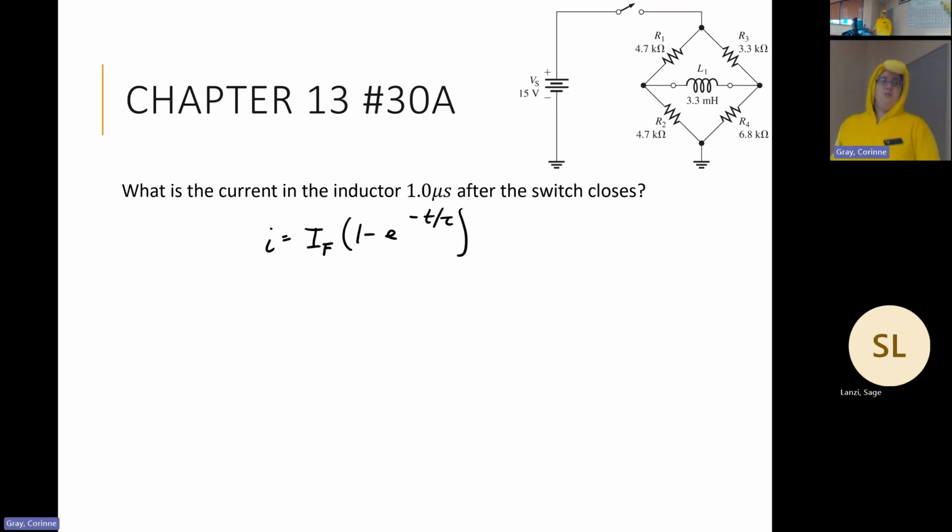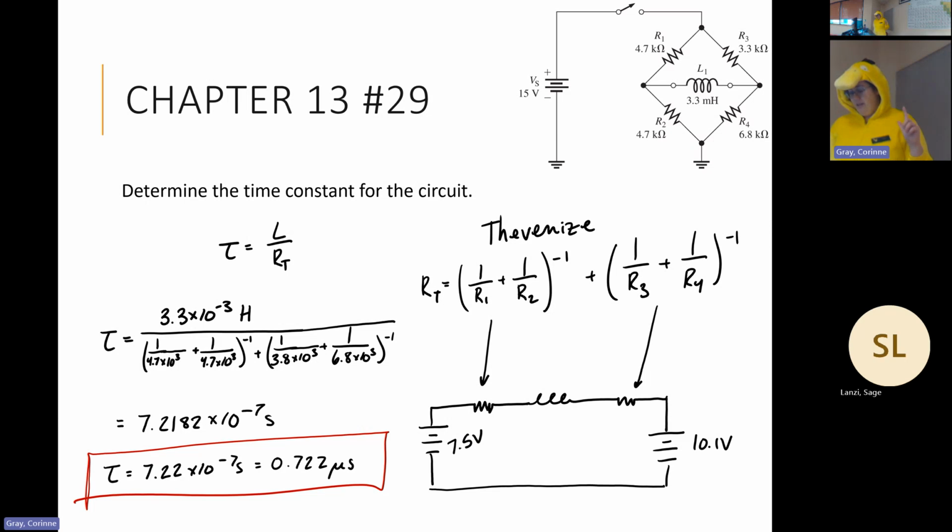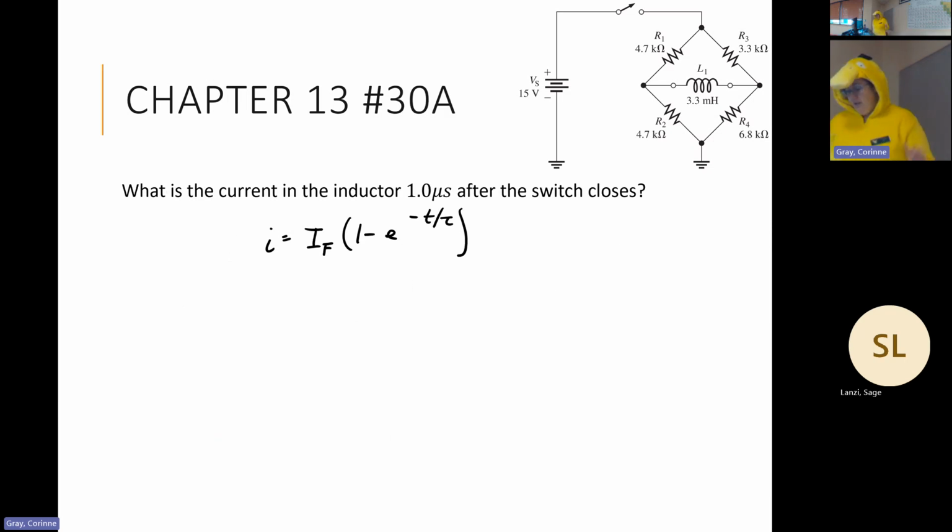But why this one and not the one where it's I e to the negative t divided by tau? How do we know the initial current is 0? What gives that away? Yeah, so the switch is open. So 29 says determine the time constant for the circuit. The switch is going to close, and then some amount of time is going to pass. So we are increasing the value.